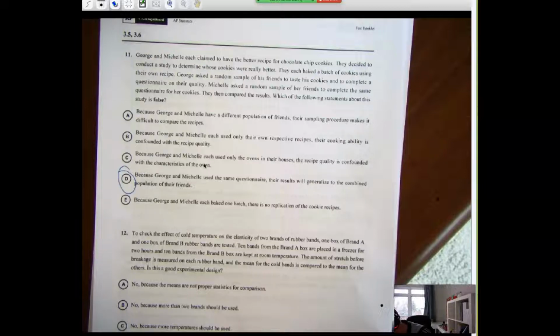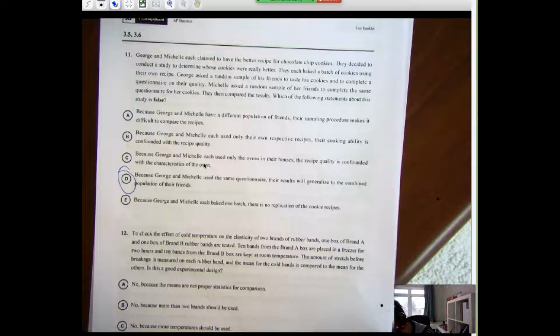So A, different group of friends, definitely different to compare recipes, yes. B, because they used only their own recipes, their cooking ability is confounded with recipe quality. Yeah, George just might have a better recipe or something. C, recipe quality is confounded with characteristics of the oven. Yeah, Michelle might have some kick-butt oven, and George is 30 years old and barely works.